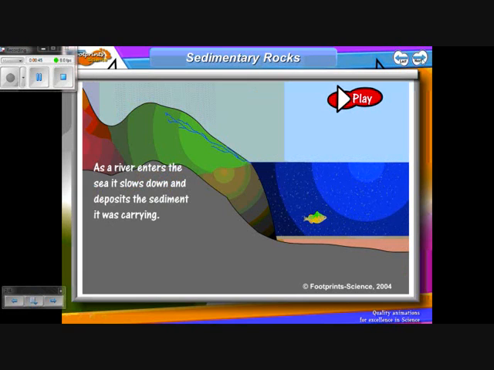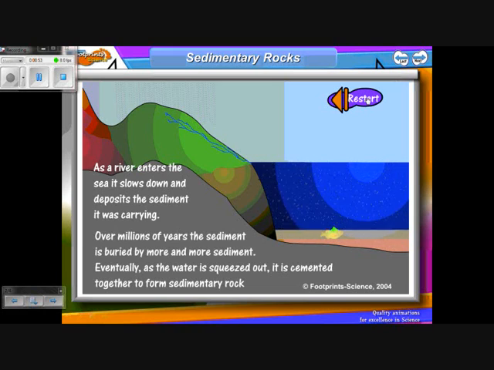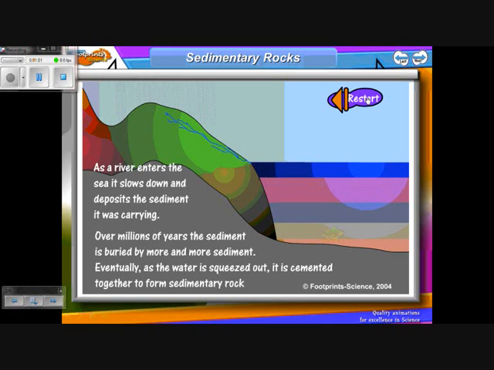Next rock we looked at was sedimentary rock. As a river enters the sea, it slows down and deposits the sediment that it was carrying. Over millions of years, the sediment is buried by more and more sediment. Eventually, as the water is squeezed out, it is cemented together to form a sedimentary rock. Here we have the layers of the different sedimentary rock.